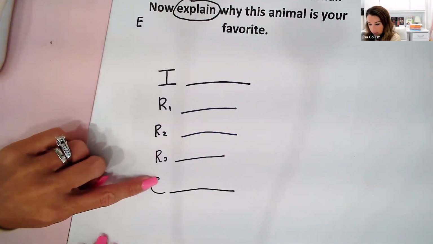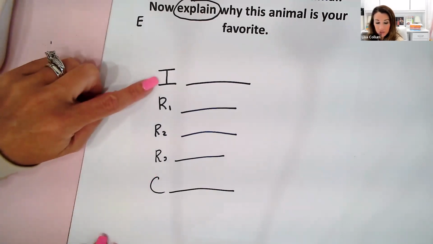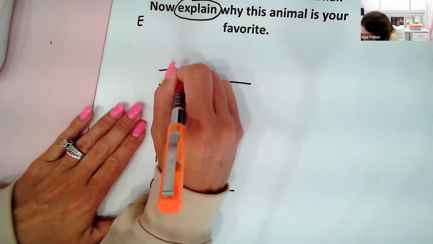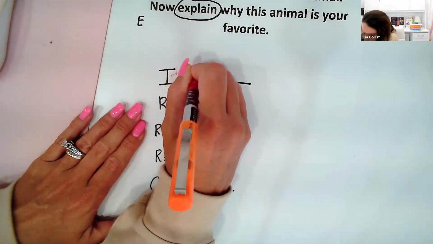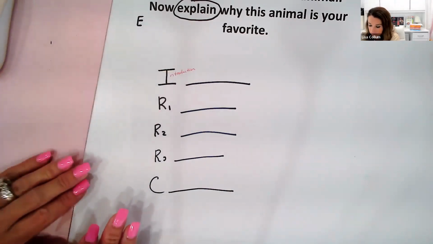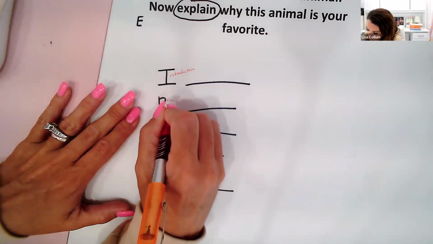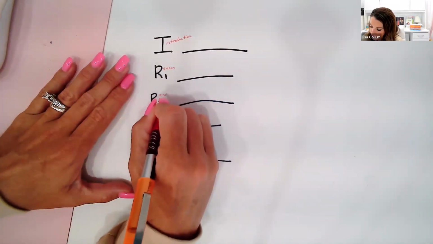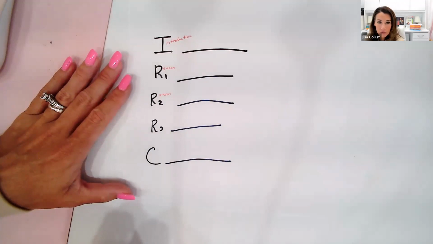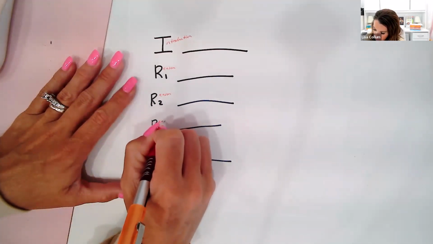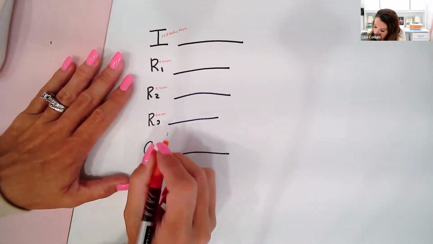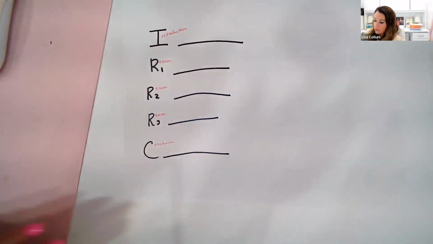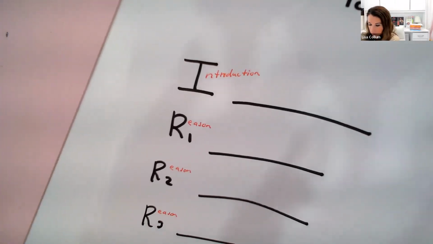IRC. Okay. I stands for your introduction paragraph. I'm going to write this real small here so you can see. I stands for introduction. R1 stands for reason 1. R2 stands for reason 2. R3 stands for reason 3. And C stands for conclusion. Okay. I know that's really small, but I wanted to show you these words real quick.